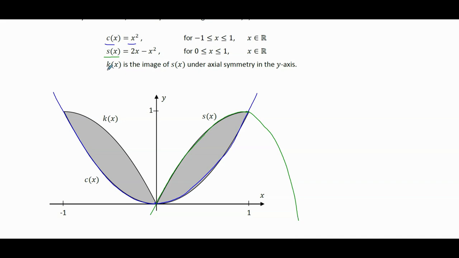And then we are told that K is the image of S, meaning it's exactly the same under symmetry in the y-axis. So if I took that green one and folded it over the y-axis, let's mark that, it is this one here. That is the next one. So you can see three quadratics. Now, one thing we have to remember is that a quadratic is a symmetrical function. So if I draw the axis of symmetry exactly in the middle, I can fold it exactly the same.